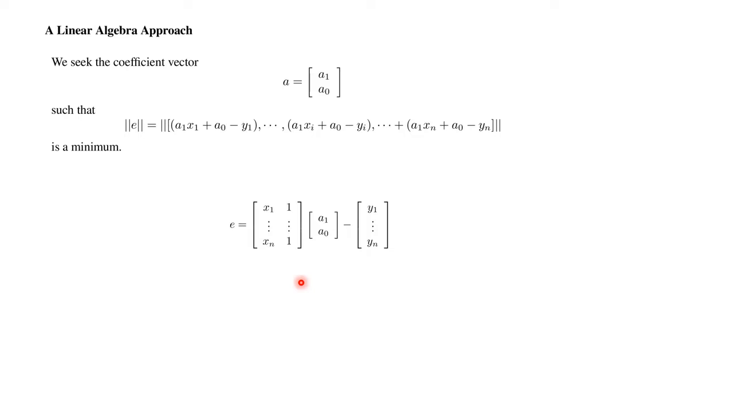That's the error vector. So it's a matrix which we can compute. We know the x's. Here's the unknown, and there's the y values which we know. So we'll call this matrix M now. It's not the same as before. We'll call this one M, A we're looking for, minus y. And now what do we want to do? We want the length of this error vector to be as small as possible. We want it to be a minimum. So we're trying to minimize the norm of MA minus y.